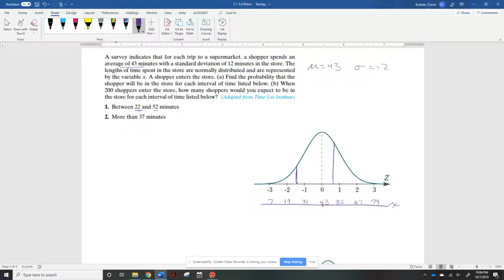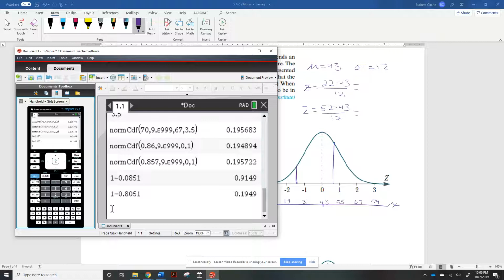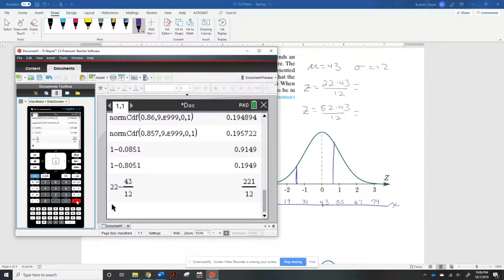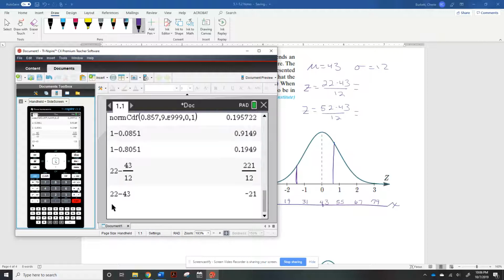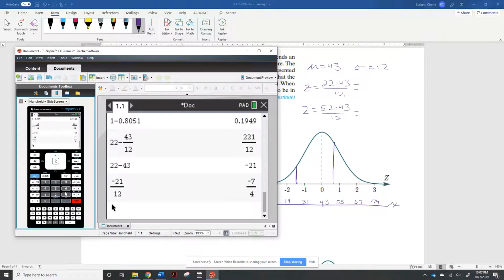To find the z-scores, you do 22 minus 43 divided by 12, and do the other z-score: 52 minus 43 divided by 12. So 22 minus 43 divided by 12. Enter, divided by 12. Change that to a decimal.